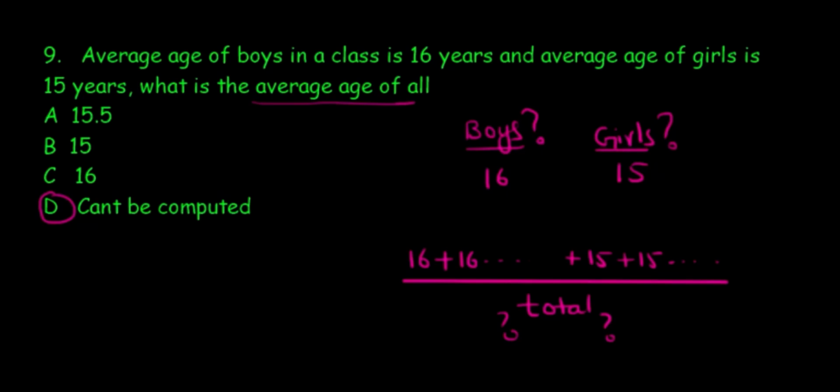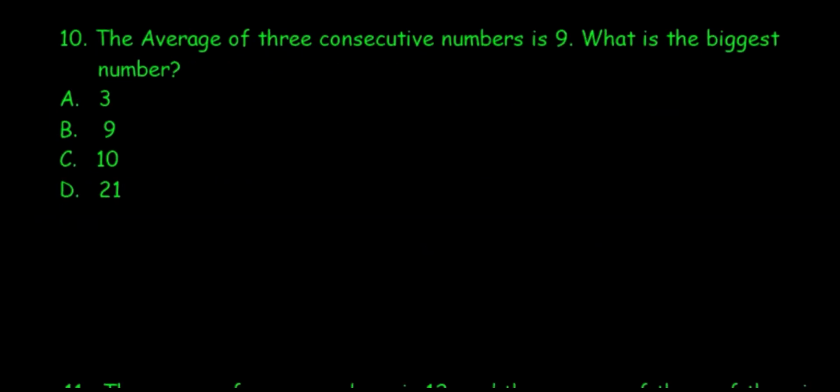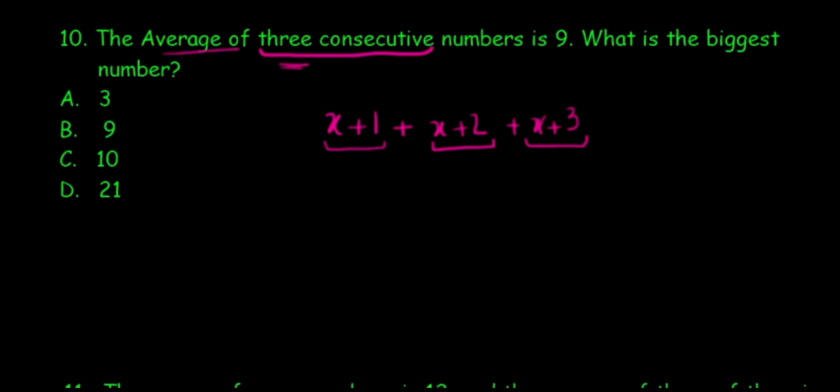That was short. Next, we've got question number 10. The average of 3 consecutive numbers is 9. What's the biggest number? Now, we just learned what consecutive numbers mean, right? We just refreshed what they look like. So let's say the first number, I don't know, x plus 1, let's say. X plus 1, that's my first number, because they said 3 consecutive numbers. X plus 2, that's the second number. X plus 3, that's the third number. The average, which means I need to divide by the total, which is 3, of 3 consecutive numbers is 9. What is the biggest number?